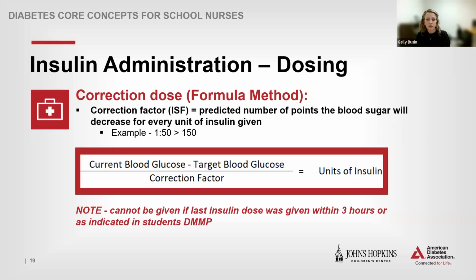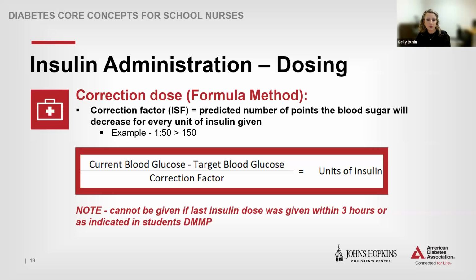The other component to the traditional insulin regimen is the correction dose, or the insulin sensitivity factor, like I mentioned before. The correction factor is the predicted number of points that the blood sugar will decrease for every unit of insulin given. So in the example on the slide of 1 unit per 50 over 150, that denotes that the diabetes team has determined that 1 unit of insulin will bring the student's blood sugar down by about 50 points.